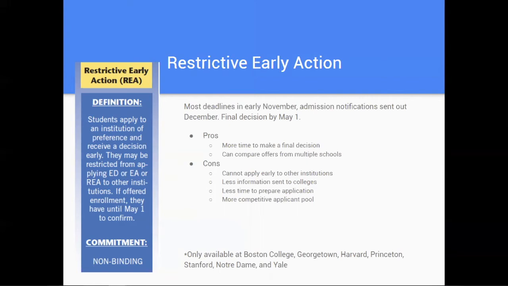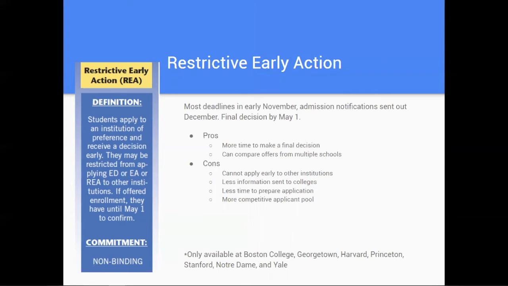Again, just like EA, most deadlines are going to be in early November, November 1st or November 15th, and admission notifications are sent out in December. You will have all the way until May 1st to decide where to actually enroll and put your deposit. So in terms of enrollment, it's non-binding. However, in terms of where you will apply, that's where the binding and the restrictions come.